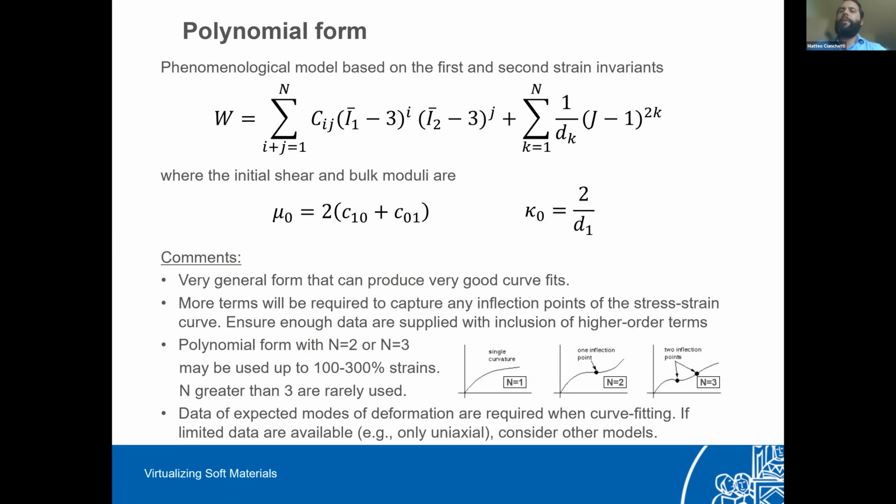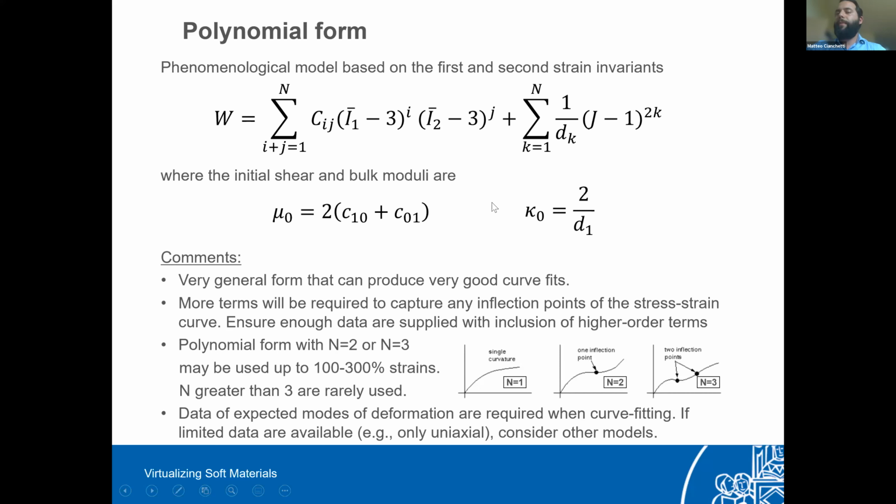This is the first one that we're going to see, the polynomial form. As I said, it is the most complete, actually, because you can really take into consideration everything in this model. It is based on the first and the second invariant, as you see here. And you may notice that there are some constants, C and D, that are actually the material parameters that need to be determined by curve fitting. We are going to see this in detail later on.